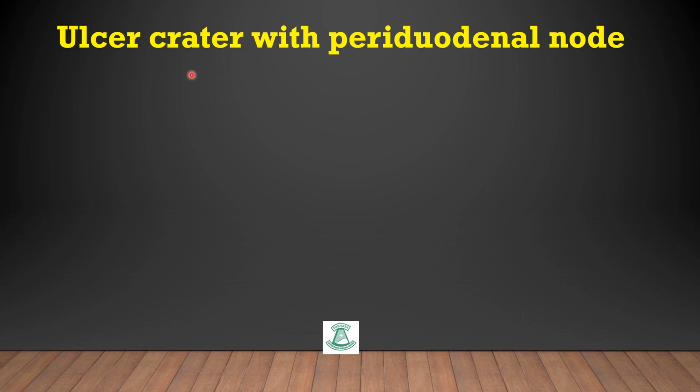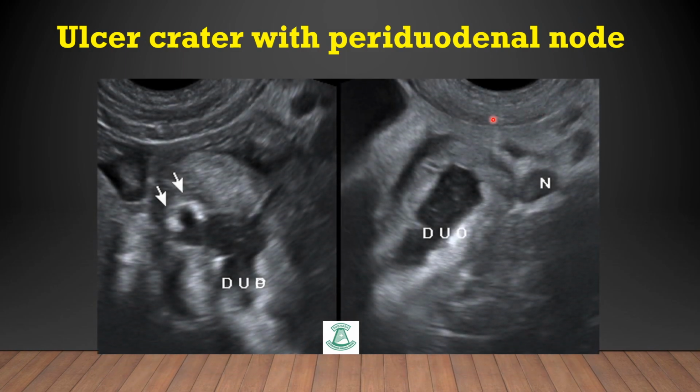Now this is another case showing ulcer crater and periduodenal lymphadenopathy. The two arrows are showing the ulcer crater, and the second right scan is showing typical well-defined hypoechoic lymphadenopathy in the periduodenal area, typically suggestive of lymphadenitis in the periduodenal area as shown by this orange arrow.